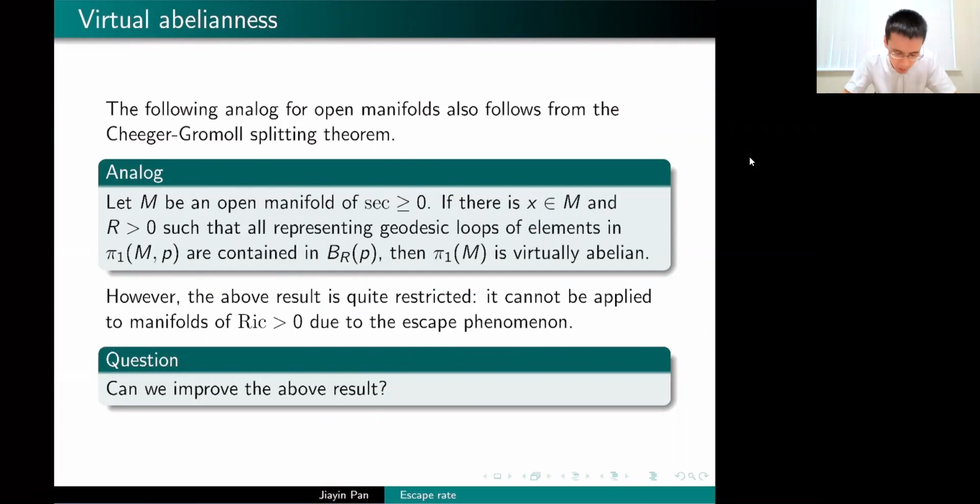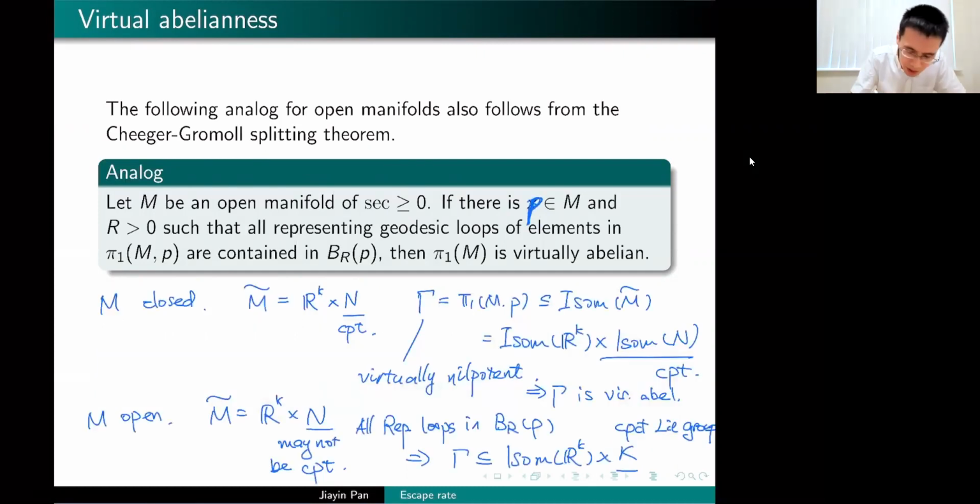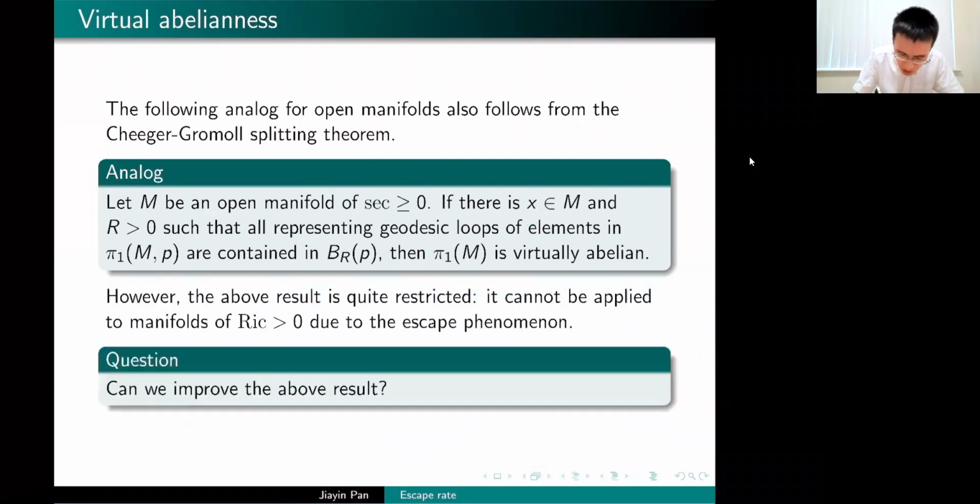On the other hand, we know that the assumption in this analog may not be true in general, right? I think I made a mistake here. So here should be Ricci curvature. I'm sorry about that. Here should be Ricci curvature.